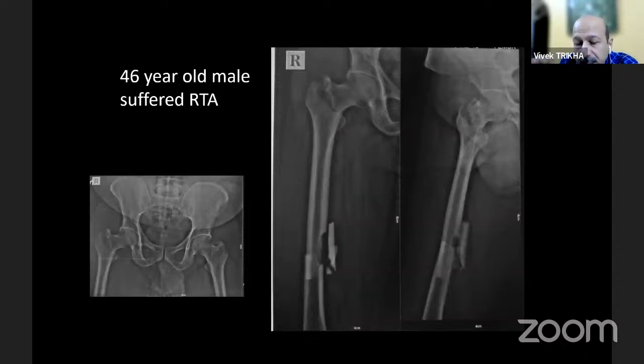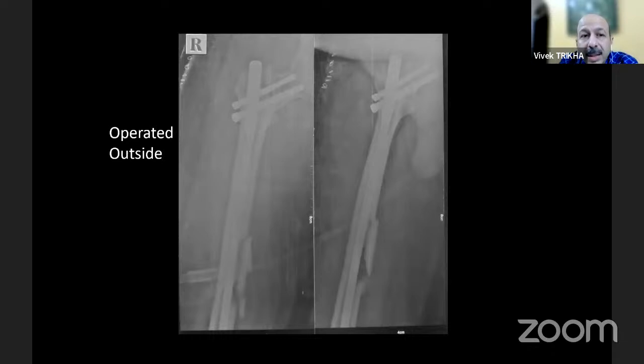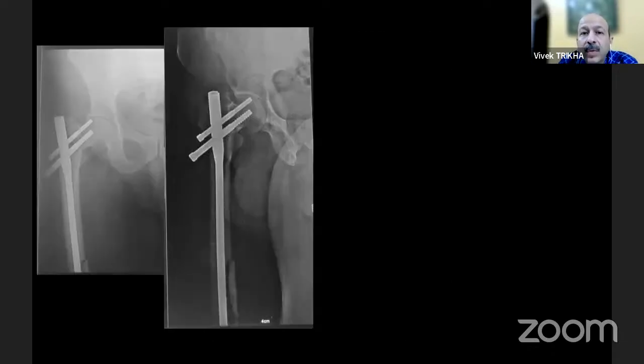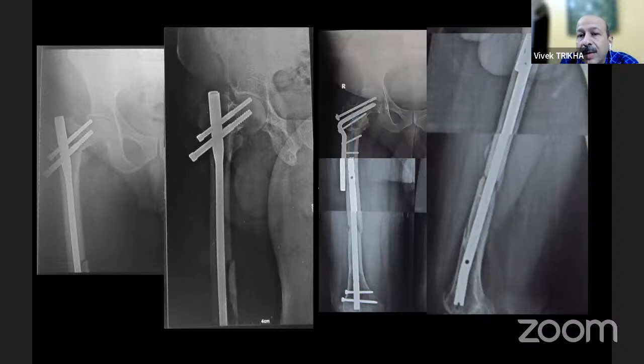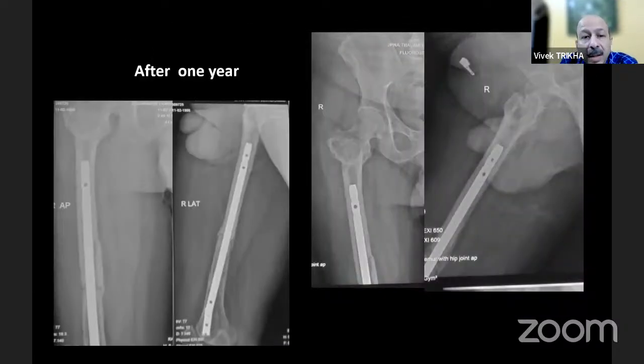And finally, remember that many of these cases go in for non-unions and give you a lot of trouble, like this case, which was managed somewhere else, where things went horribly wrong for the neck femur or the intertrochanteric part, as well as the shaft femur part. Subsequently, we had to change both fixations, with a retrograde nail for the shaft and a valgus osteotomy for the neck part. Remember, the shaft femur still didn't unite in spite of our nailing. We had to do another procedure for him after 1 year.